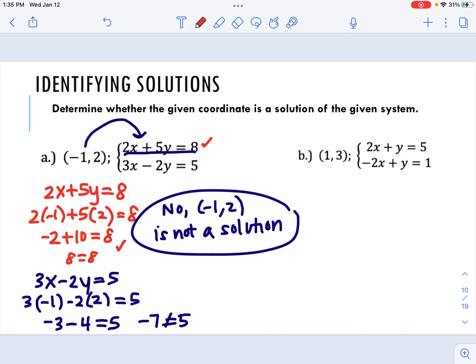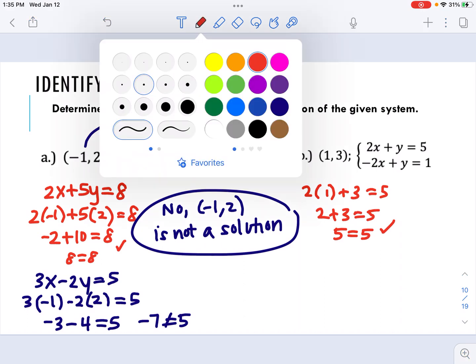All right, so I'm going to take 1, 3, and I'm going to plug it into my original equation. Let's try to keep this consistent. I'm going to do the first one in red. So I'm going to take 1, 3. I'm going to replace x with 1 and y with 3 in that first equation there. All right, we get 2 plus 3. Does that equal 5? Yep, 5 equals 5. So we know it exists on that first line. Off to a good start.